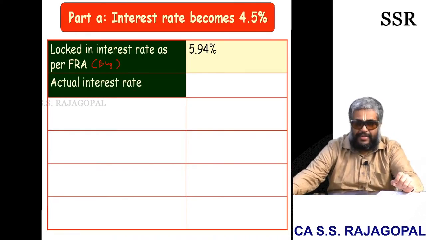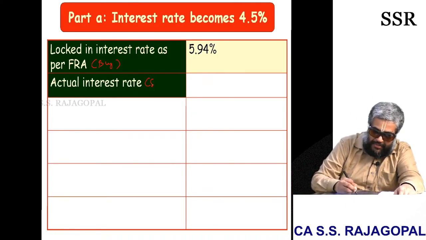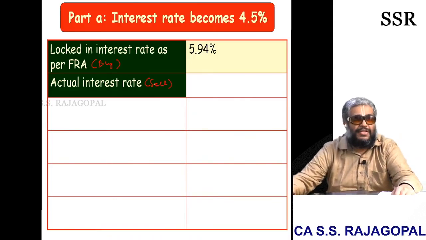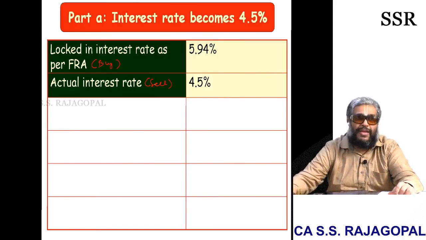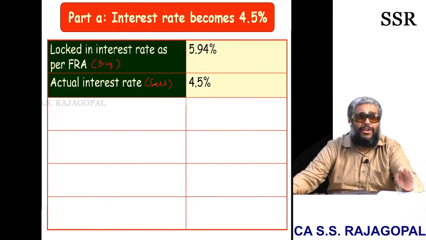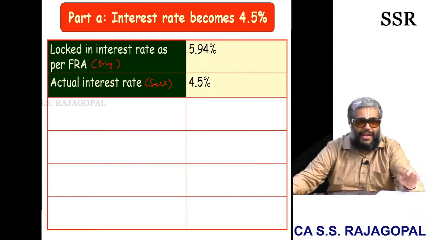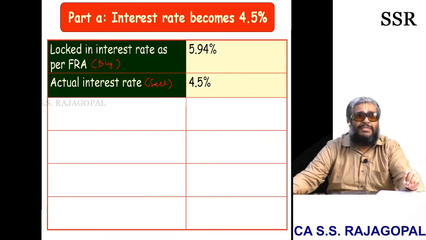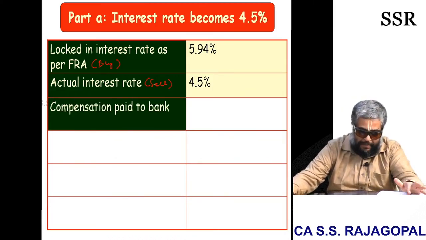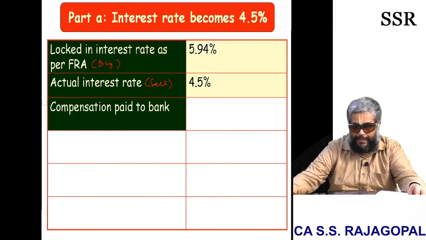Actual interest rate, the other reference rate, the actual interest rate. At this I am going to give a counter sell, yes or no? The actual interest rate turned out to be 4.5%. That is, I have agreed to buy an interest rate of 4.5% for 5.94%. I am just losing, yes or no? Next, compensation paid to bank.